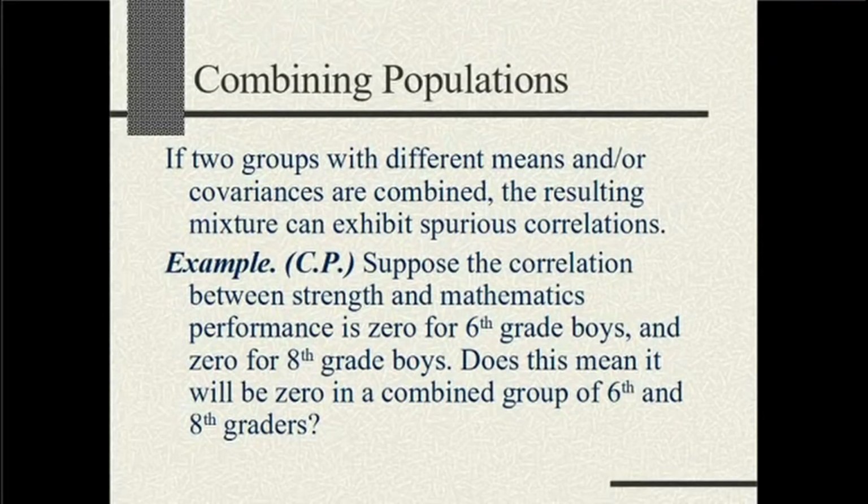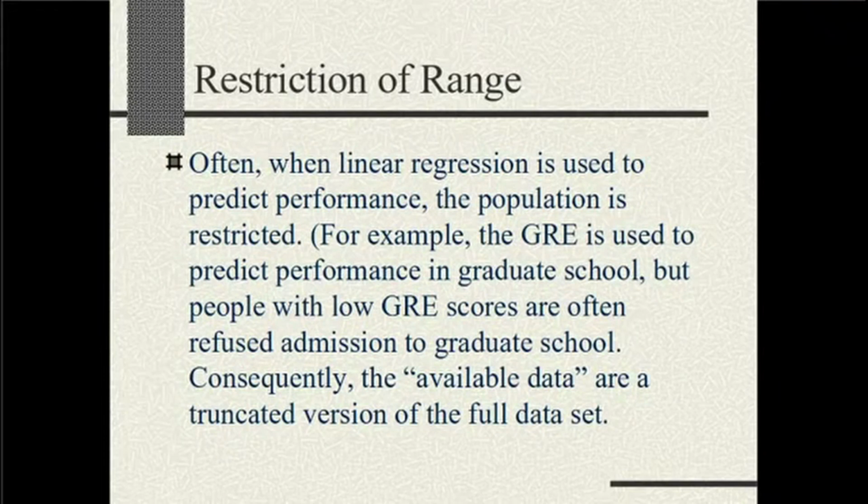And then combining populations. What happens is that if you combine populations, for example, you have one set of variables which are highly correlated, another set of variables highly correlated, and you combine them, there may not exist correlation. People assume that there will be correlation, but it is not always true.